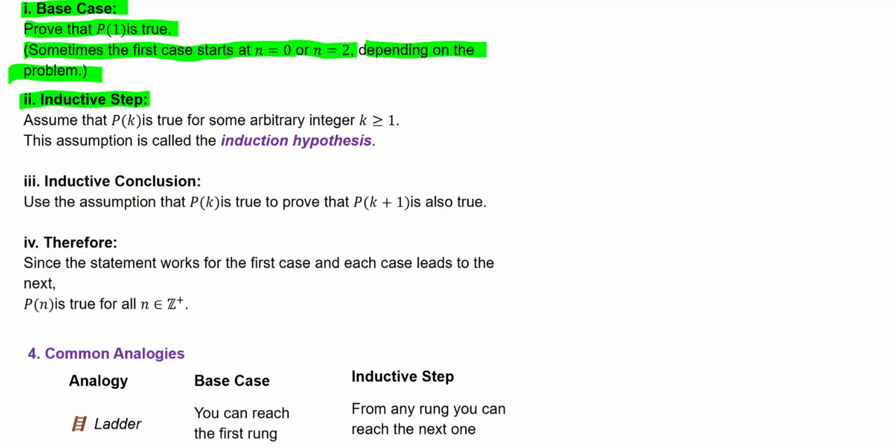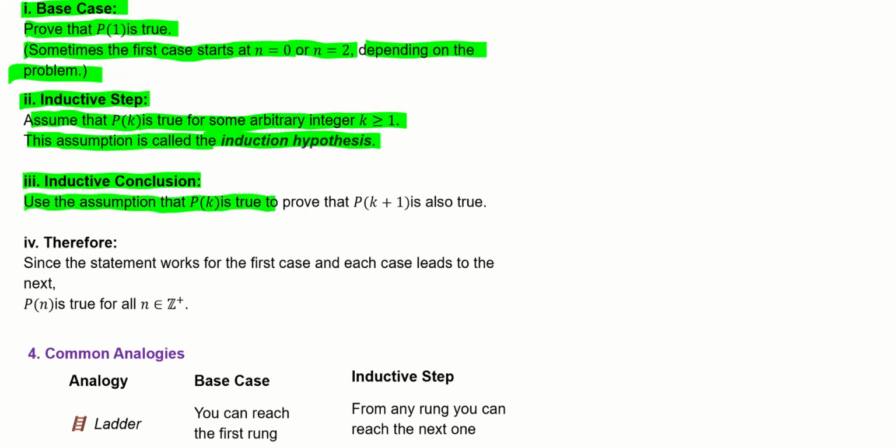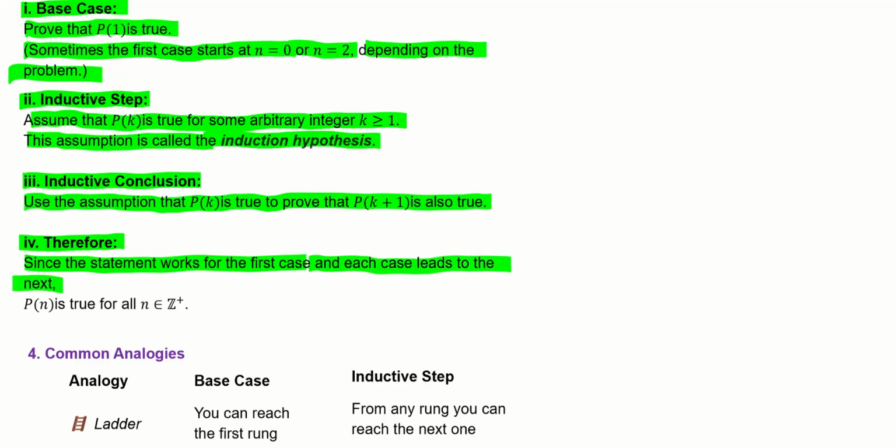Then we have the inductive step. Assume that P(k) is true for some arbitrary integer k greater than or equal to 1, or greater than or equal to the number of the base case. This assumption is called the induction hypothesis. Then we have the inductive conclusion. Use the assumption that P(k) is true to prove that P(k+1) is also true. Therefore, since the statement works for the first case, the base case, and each case leads to the next, P(n) is true for all n belonging to Z.